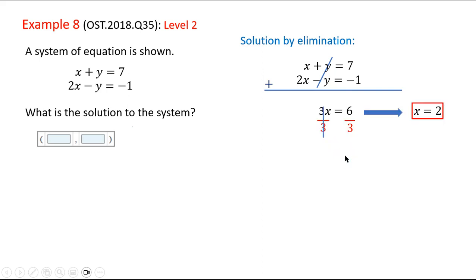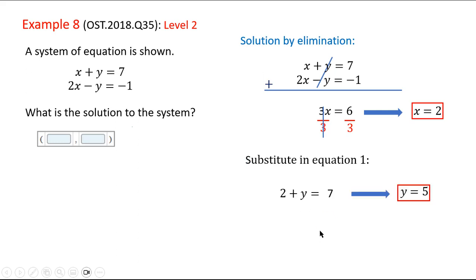Once you find x, you can use any one of these equations to find y. Obviously I can use this one, it's easier. So 2 for x plus y is 7. So what's the number if I add it to 2 to get 7? It's 5. So you get the answer in order. x is 2, y is 5. Don't swap this, you would lose points on the test. And you can always check your answer.